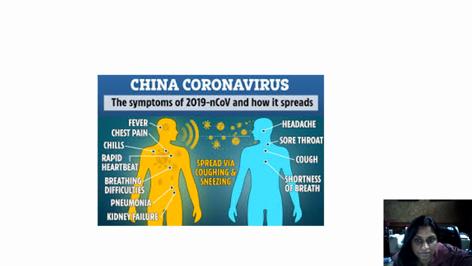Here's a depiction of the coronavirus symptoms and spread. So it is called 2019 nCoV, and like the cold, it can present with some fever, sore throat, cough, and in addition, people seem to develop some shortness of breath. This can progress to pneumonia, breathing difficulties, chills, etc. So the person may cough or sneeze, and then you have airborne viruses that can then go on to infect another person.